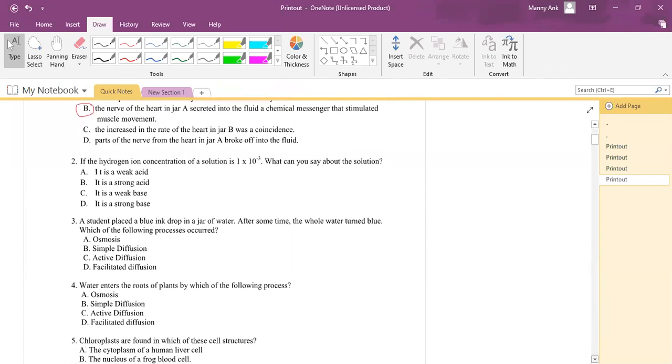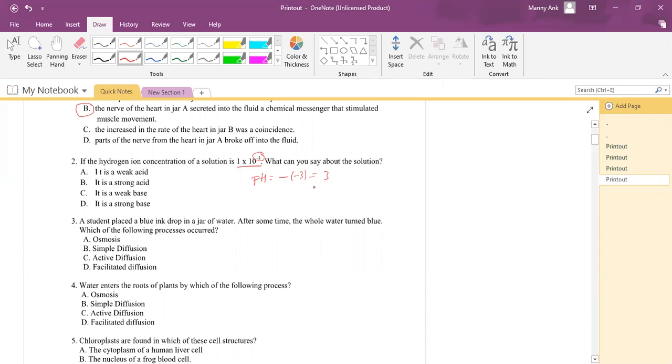And then for number 2, it said, if hydrogen ion concentration of solution is 1 × 10 to the power -3, what can you say about this solution? So we need to find the pH of this solution to be able to determine that it's an acid or a base. So as I said, you look at the exponents, right? You have 1 × 10 to the power -3. If it's in this form, just look at the exponent here and take the opposite of the exponent, right? So the pH will be equal to negative of -3. And then that gives us 3, pH of 3, all right?